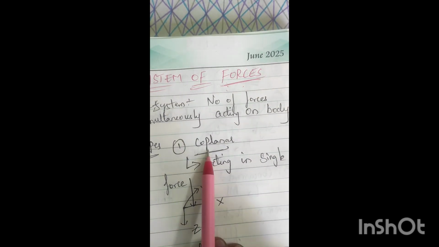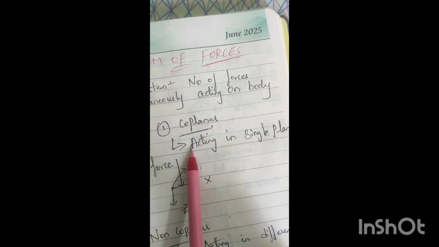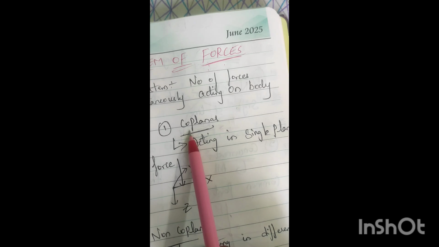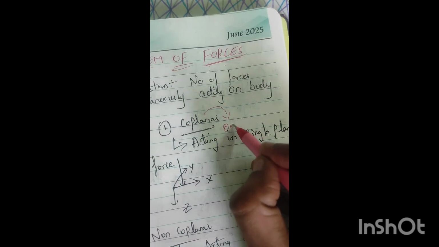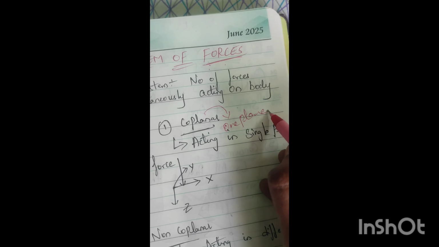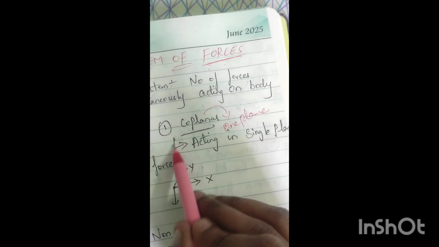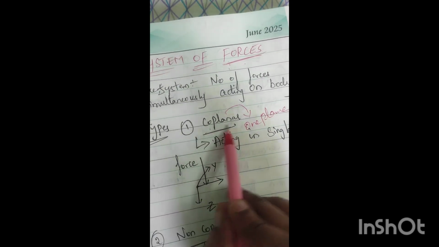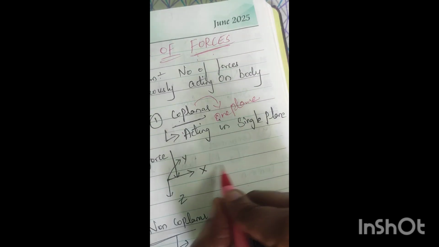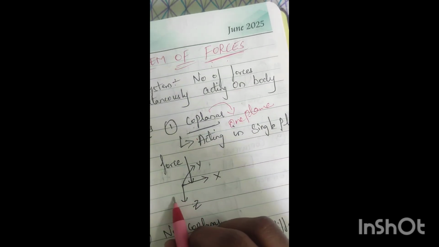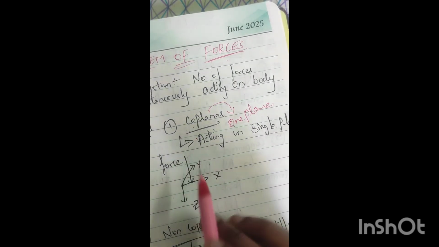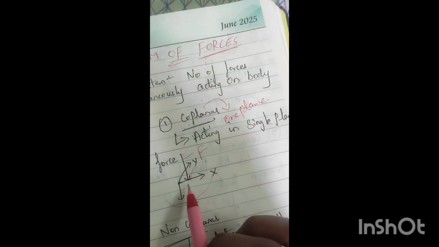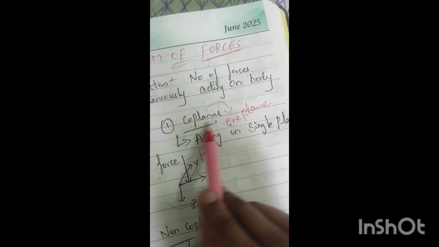First, coplanar forces. Coplanar means one plane. Here the forces will be acting only in one plane, a single plane. This is known as the coplanar force. For example, take x, y, z, three dimensions. Force F is acting only in one plane. So this is known as coplanar forces.